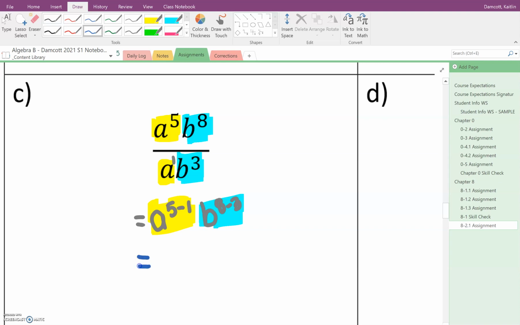Now, what you would need to write would only be what I'm writing in blue here. So if you can look at this and say, okay, I know I keep my base of a, and then you can just do 5 minus 1 gives you 4. And then for b to the 8th and b to the 3rd, we keep our b, and then 8 minus 3 is going to give us 5. So again, this is showing what I'm thinking. You do not need to write this part. All you need is the answer here.